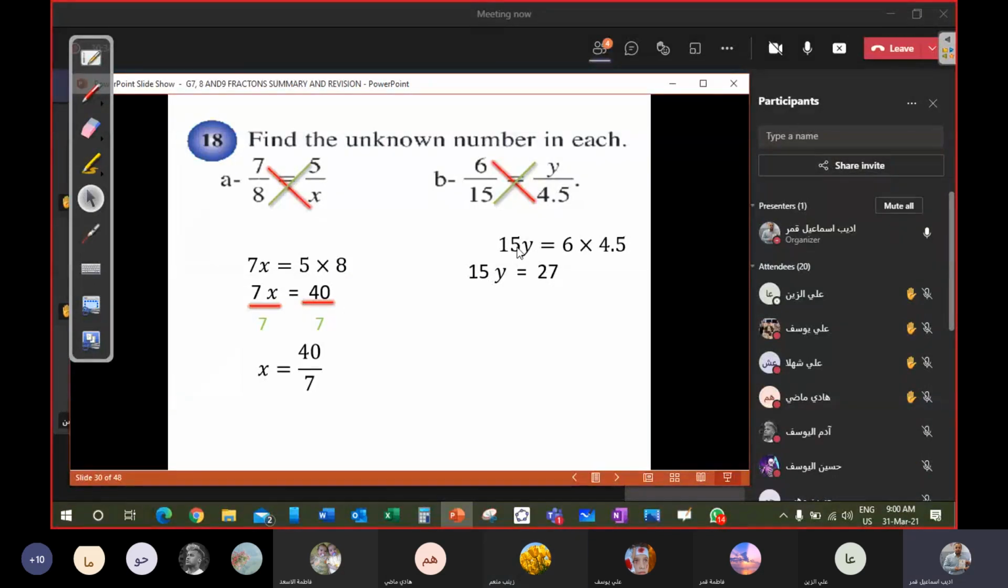So we divide both sides by... My internet went out. Okay, so here we simplify 15 by 15 and we get y equal 27 over 15. Then we simplify by 3, we get 9 over 5. So y is equal to 9 over 5.